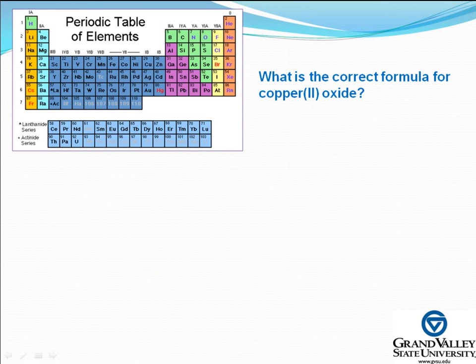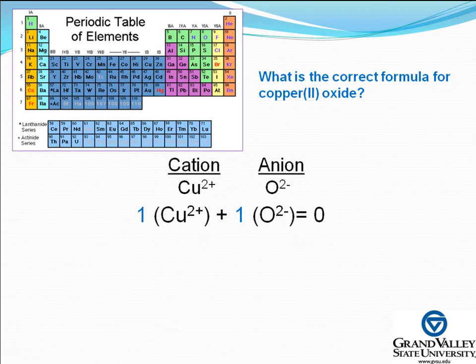Let's try another practice problem. What is the correct formula for copper 2 oxide? In order to determine the correct formula, first write the cation and anion for copper 2 oxide. Then determine how many cations and anions are needed to produce a neutral compound. Since the 2+ cancels out 2 negative, the correct formula for copper 2 oxide is CuO.